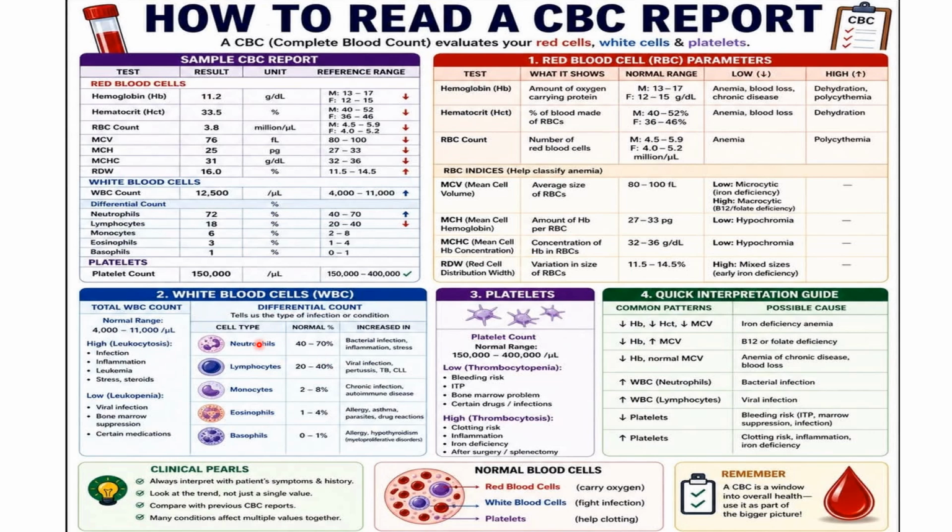So that's about the WBC count as well as the differential count. Next parameter is platelets. So this platelets helps in clotting. So the platelet count, the normal range is in between 1.5 to 4 lakhs per microliter.